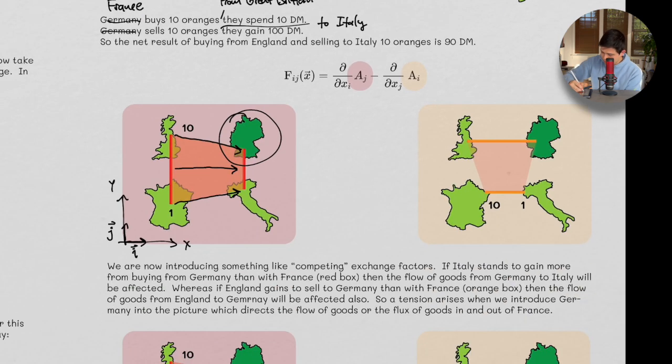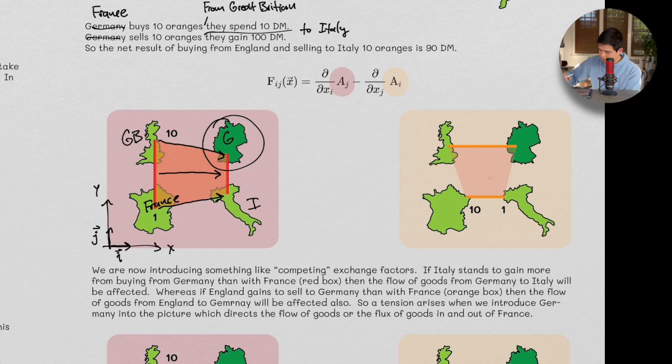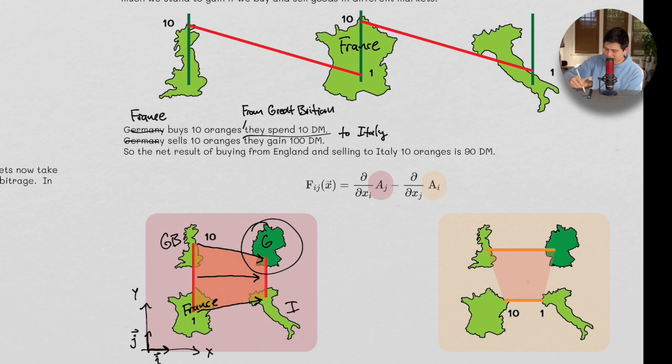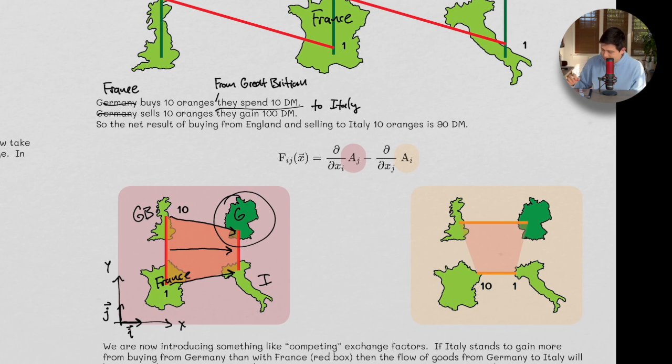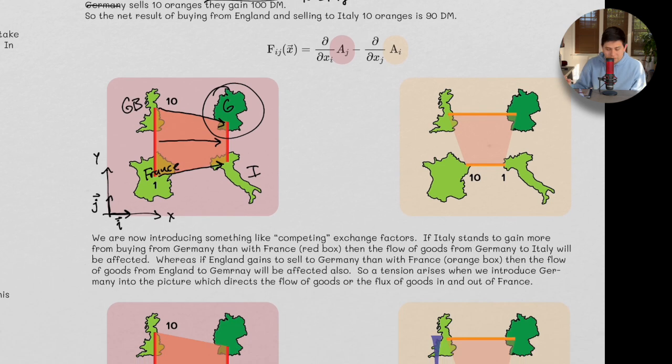So let's name these countries here. France, Germany, Great Britain, Italy. Okay. So, just we go back for a second. This guy here is supposed to be France. Okay, we're just changing the names of countries. No math is being compromised here.